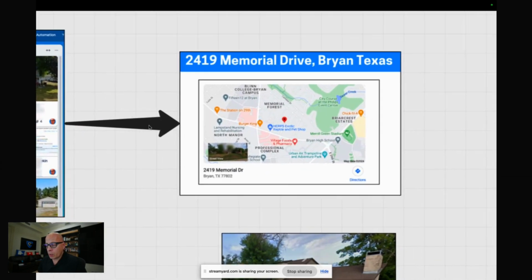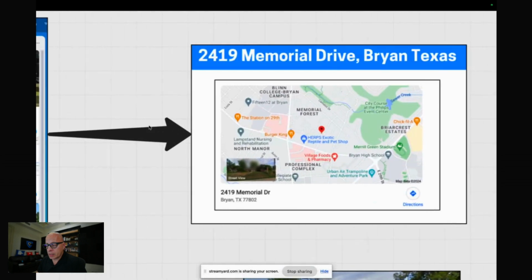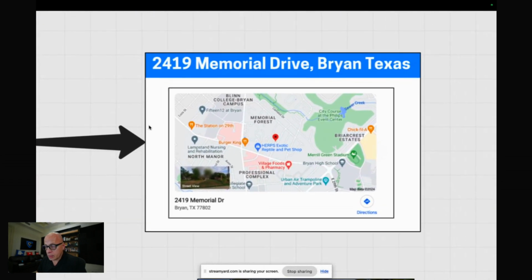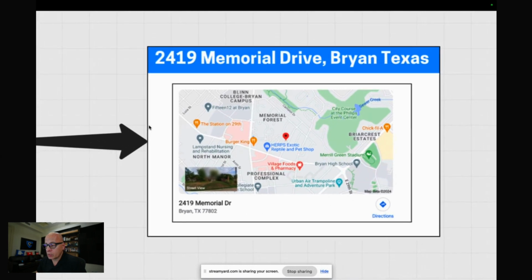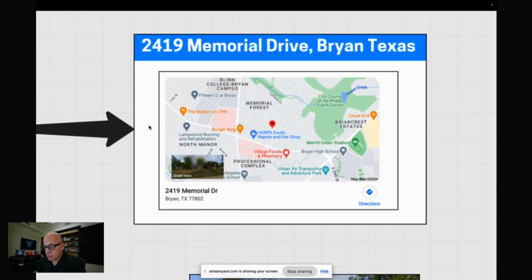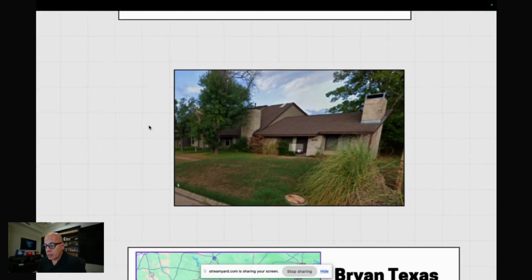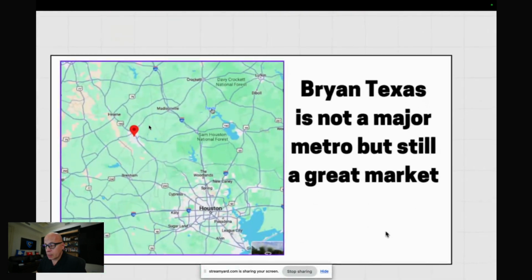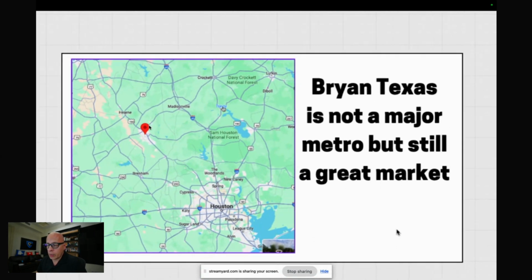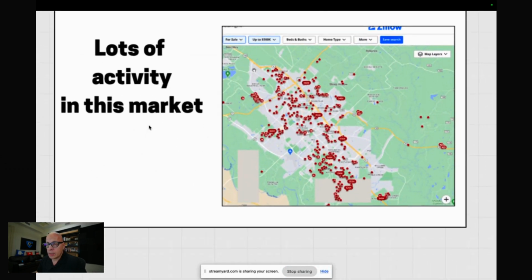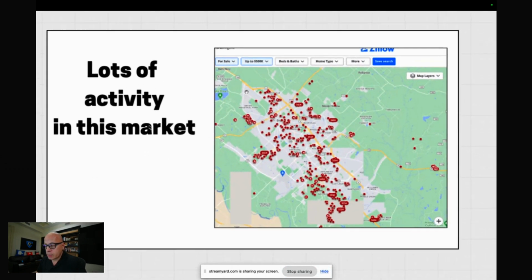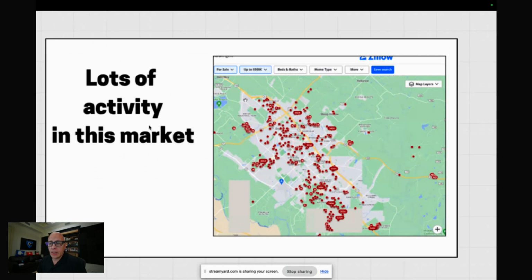This is an example of the type of lead that you'll receive when you do this sort of advertisement. Here's an example of a deal that we just did. This is 2419 Memorial Drive, Bryan, Texas. This particular property came in, and this is how the house looked. Bryan, Texas is not a major metro like Houston or Dallas, but nevertheless, it is still a great market. And when we looked at this particular market on Zillow, we noticed that there was a ton of activity. It was quite robust. And that's what we want to see.